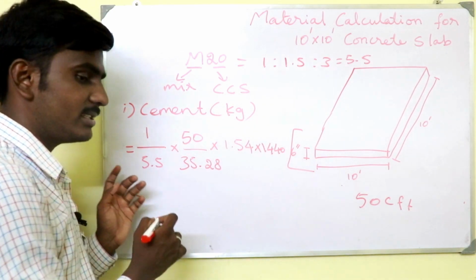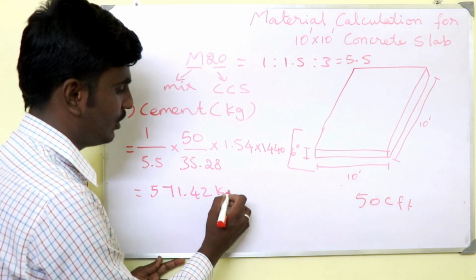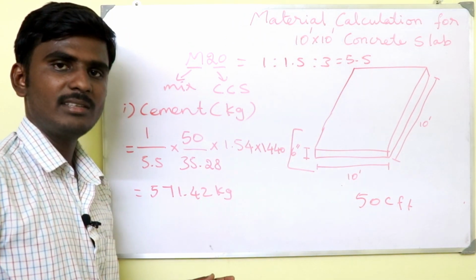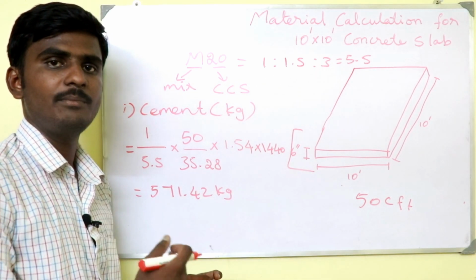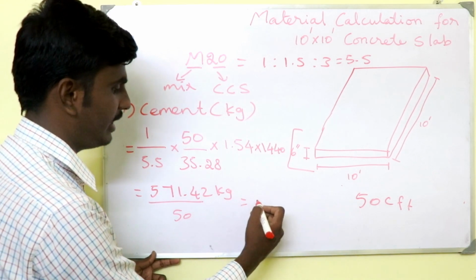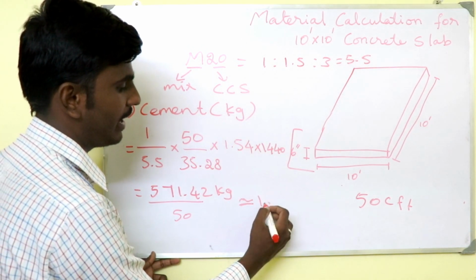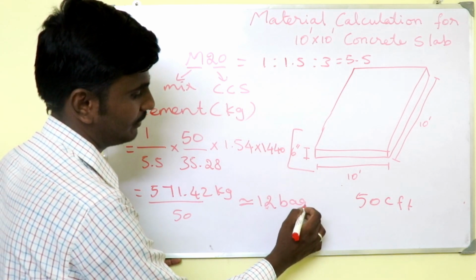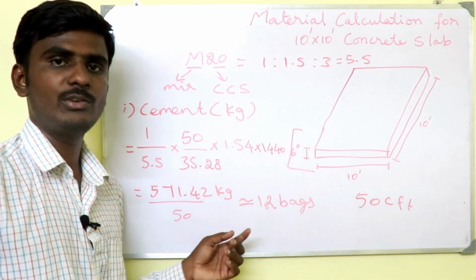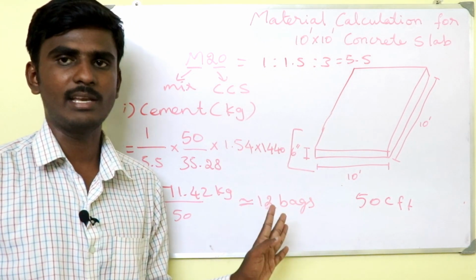Now what is the answer? Totally 571.42 kilograms. Usually cement is sold in bags. One bag contains 50 kilograms, so dividing by 50, approximately 12 bags. Approximately we need 12 bags of cement for making a 10 feet by 10 feet concrete slab.